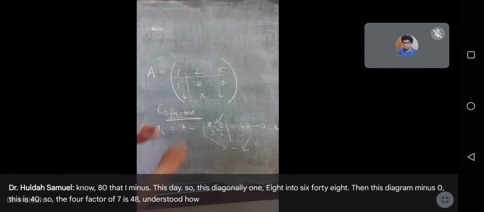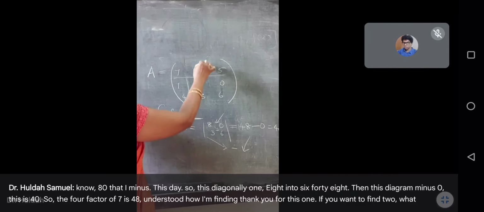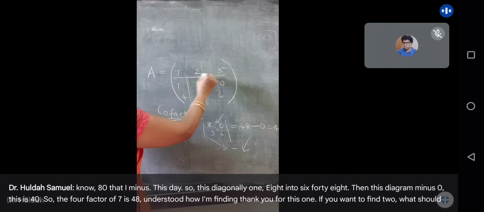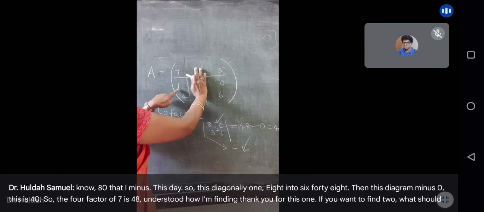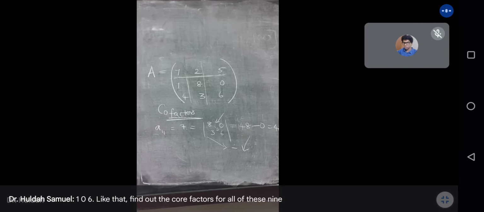Understood how I'm finding? Same way you find for this one. If you want to find for 2, what should you do? Leave this row and this column, so this will go off. You have to write 1, 0, 4, 6. Like that, find out the cofactors for all of these 9 elements.